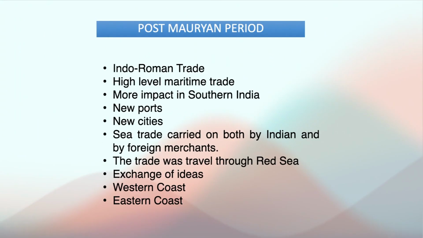During the post-Mauryan period, we have the Indo-Roman trade, which was at its height. We have archaeological evidence of amphorae, which speaks about the high level of maritime trade which existed during that time period, which had an impact over southern India. New ports and new cities also emerged. Sea trade was carried on both by Indian and foreign merchants. Trade traveled across the Red Sea. Exchange of ideas took place, and both the western and the eastern coast engaged in trade.